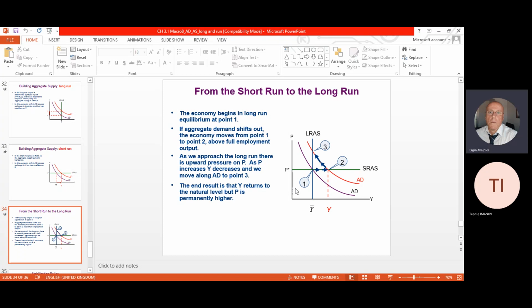Point 3 is then, as indicated, to shift the aggregate demand to the upper position, but the long-run aggregate supply becomes again fixed where it is supposed to be. The end result is that Y returns to the natural level, but P becomes permanently higher because, as I said, when we reach full employment and full output, there is no more reason to enlarge the economy.